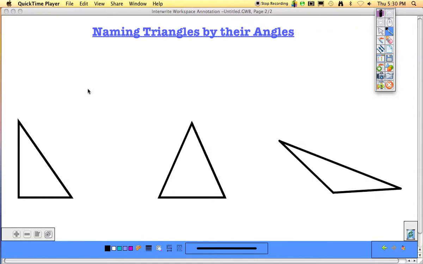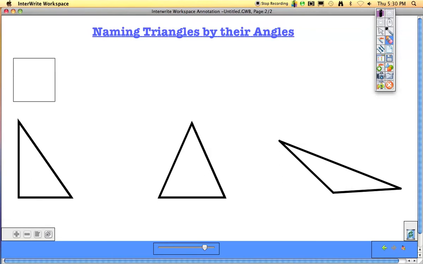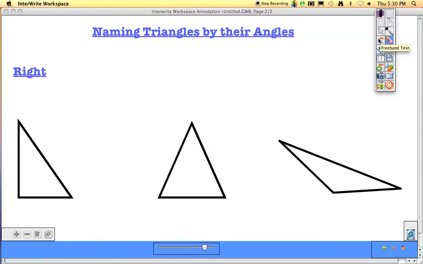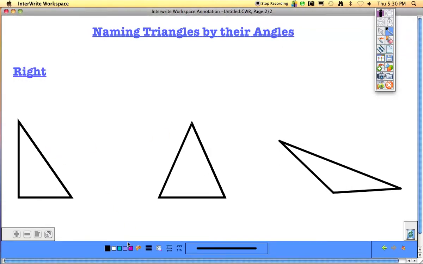So now we're ready to look at triangles and name them by their angles. The first one that we are going to talk about is called a right triangle. And we call it a right triangle because it has one angle that measures 90 degrees, or a right angle. We call measurements that are 90 degrees in angles right angles. And what's special about the right triangle is that it has only one 90-degree angle.